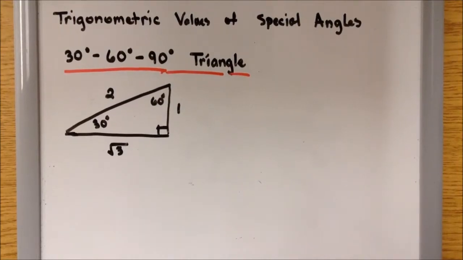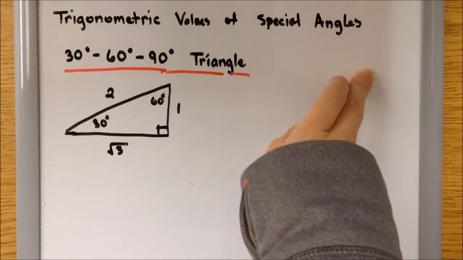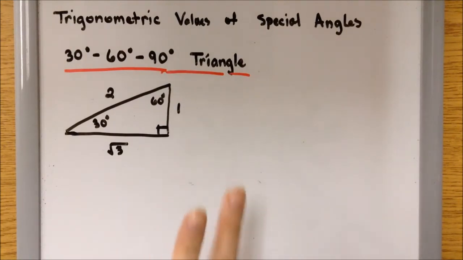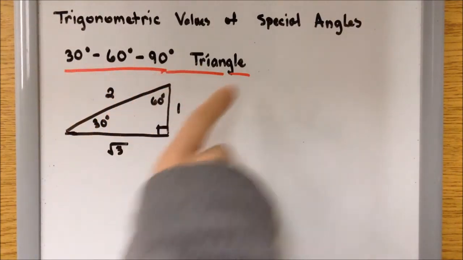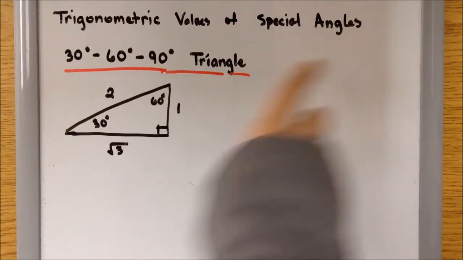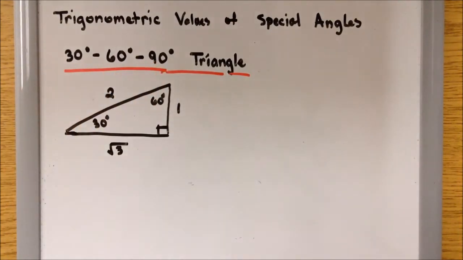For this section, we're going to talk about trigonometric values of special angles. So special angles ties into these two special triangles. The first one we're going to talk about is the 30, 60, 90 degrees triangle. So this is what I mean by special angle. A triangle that has 30 degrees, 60 degrees, and 90 degrees.